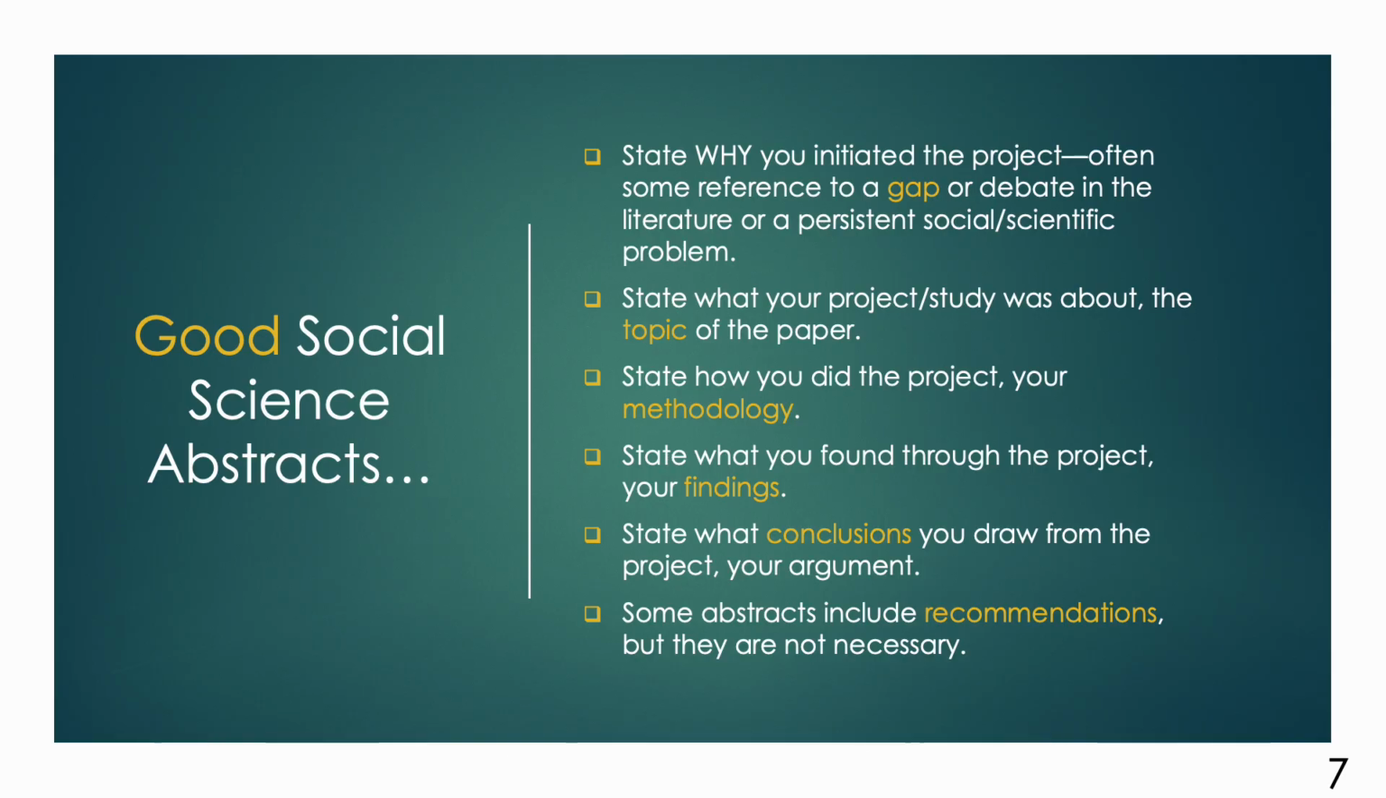So, in summary, good social science abstracts state why you initiated the project. This is often some reference to a gap or debate in the literature or a persistent social or scientific problem. The abstract should state what your project or study was about, the topic of the paper, should state how you did the project, your methodology, should state what you found through the project, your findings, should state what conclusions you draw from the project, your argument, and some abstracts also include recommendations, but these are not necessary.